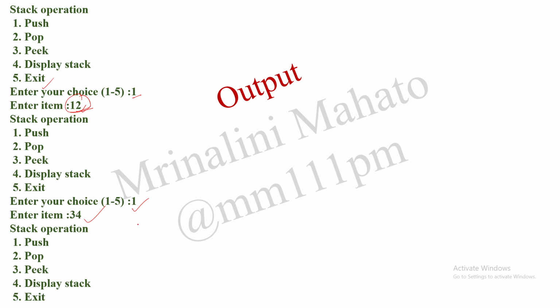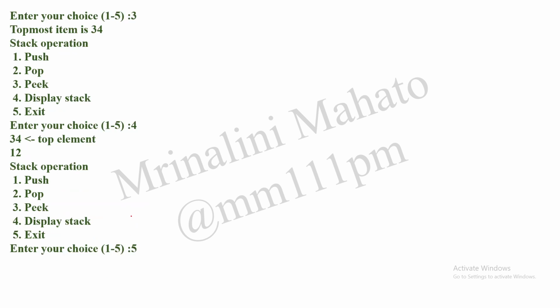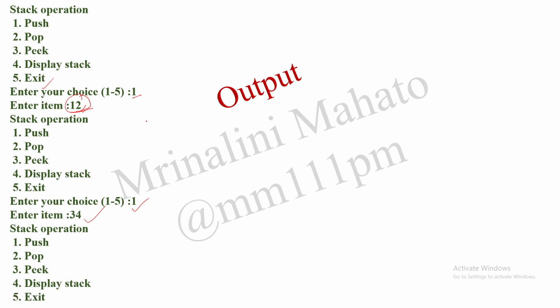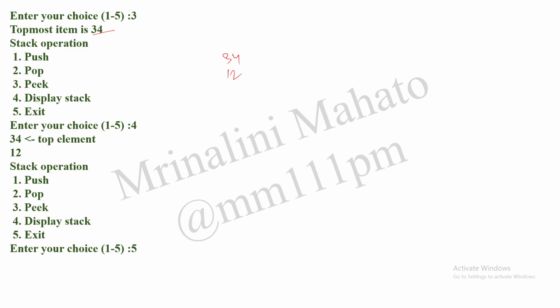Okay. Now again stack operation is given. In the stack operation I have written 3. So 3 means what? Peek element will display. So the topmost item is 34. Now I have written 12 and 34, this much only. Yes, the first item is 12 and the second item is 34. So now the topmost element is 34.